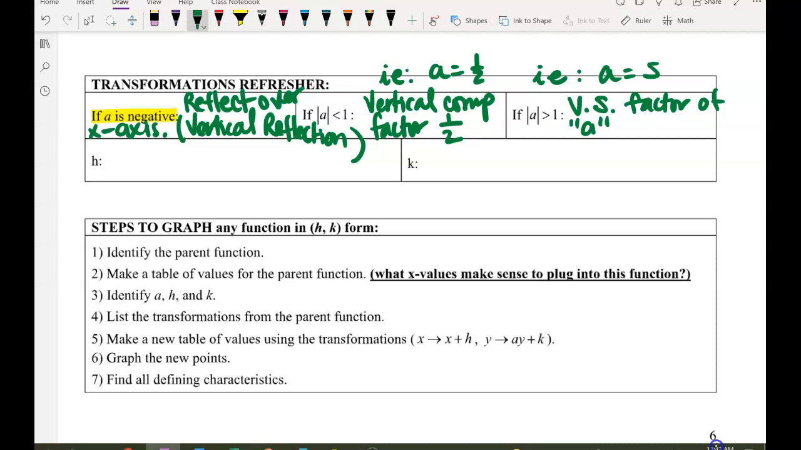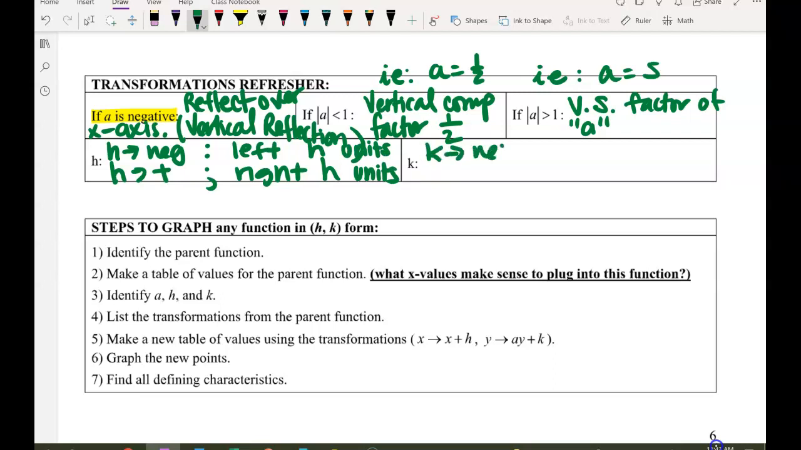Your H value, if H is negative, it's going to tell us to go left that many units. If H is positive, then it's going to go right that many units. So right H units, and left H units, however many units that may be. Now K, if K is negative, we are going to go down K units. If K is positive, then we are going to go up K units.